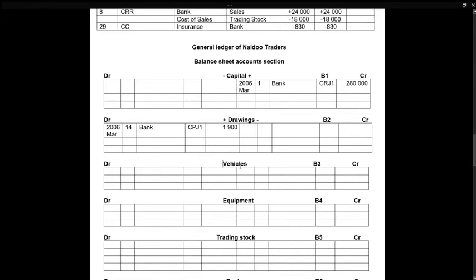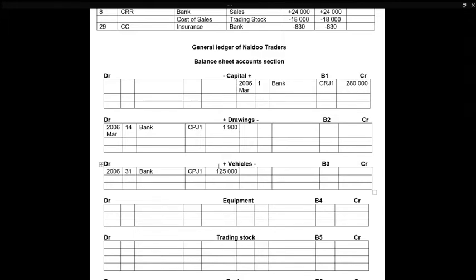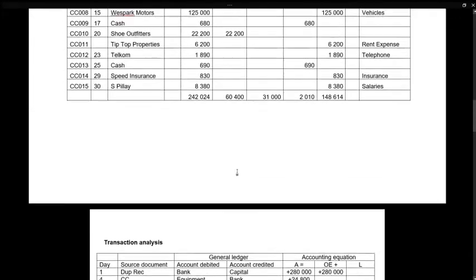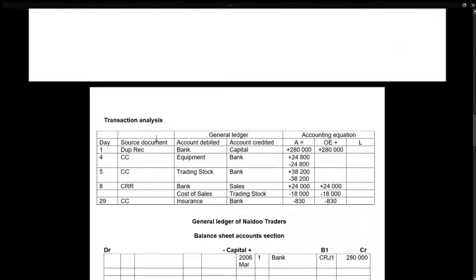Vehicles is an asset account, and the signs for asset, plus minus, will increase in the debit side. Right, so the amount it will increase with was 125,000 rand. Where did I get this information from? From my CPJ1. My details will be bank. This took place on the 31st. And then 2006 and March. I want to make sure about the date. Vehicles took place on the 15th.